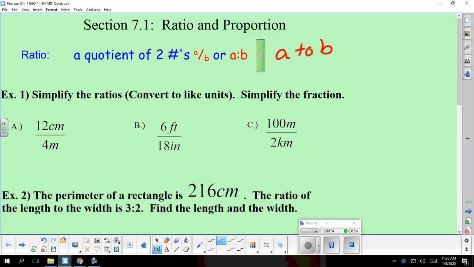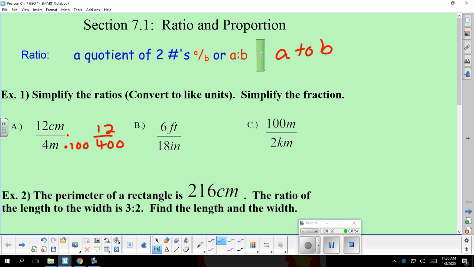In order to simplify ratios, we need to convert them into like units first. So in this case, I have 12 centimeters to 4 meters. I don't know how many centimeters are in a meter. 100. Very good. So what I'm going to do is convert these both to centimeters. I'm going to multiply the 4 by 100. I get 12 to 400. So now I'm comparing centimeters to centimeters.